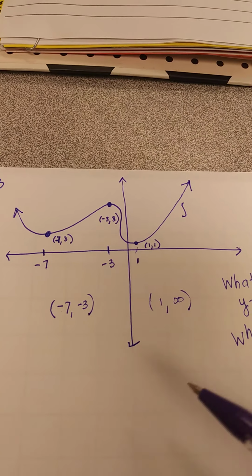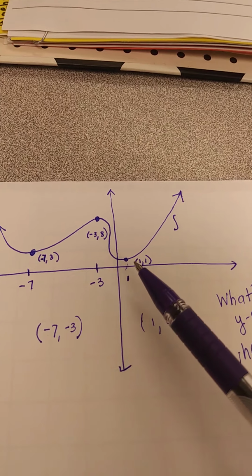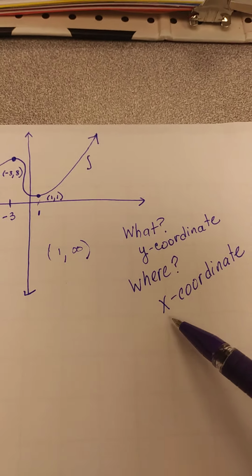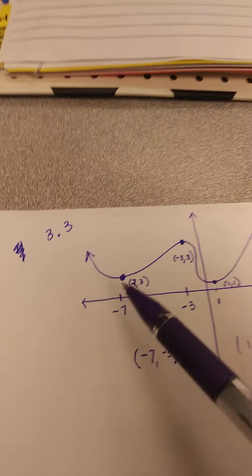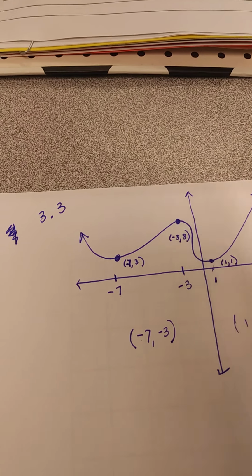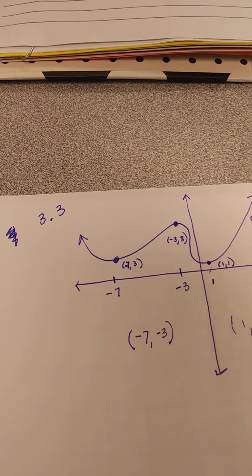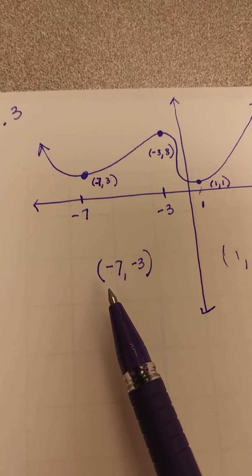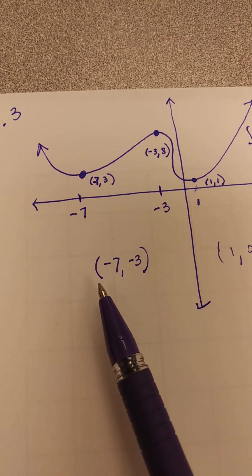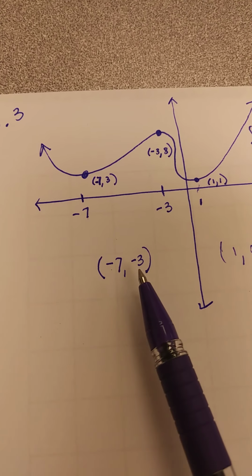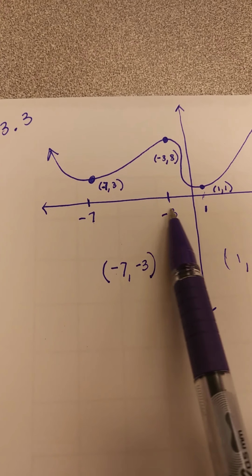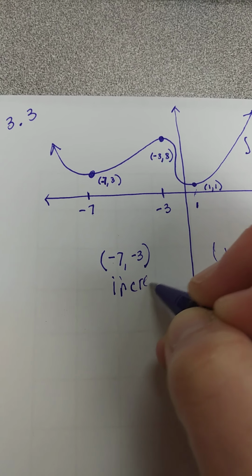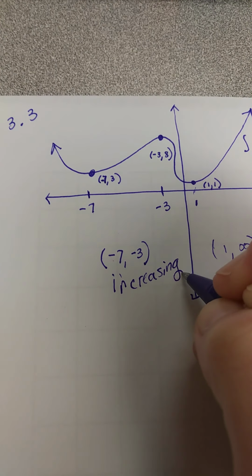This section, local maximums are high points, local minimums are low points, and we answer those where questions. Where is it? With the x coordinate. Increasing just means going up from left to right, and decreasing just means going down from left to right. And we write the intervals like this. It looks like a point, but we're using interval notation, and in this case, this means from -7 to -3. So it's from -7 to -3, increasing. So sloppy because I'm trying to look at myself on the camera.